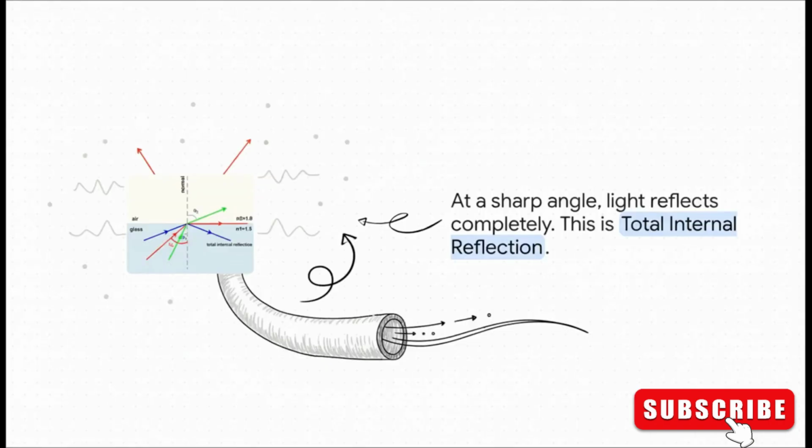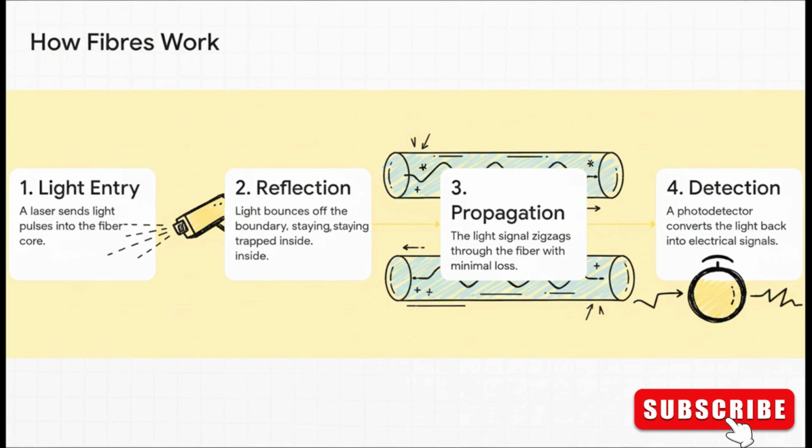Okay, so here's where the magic trick comes in. If you have light traveling through one material, say the glass in our fiber, and it hits the edge of a different material at a really shallow angle, it doesn't escape. Instead, it reflects back in perfectly, just like hitting a mirror. This amazing phenomenon is called total internal reflection, and it's the secret to making what is essentially a perfect light pipe. So, let's put all the pieces together.